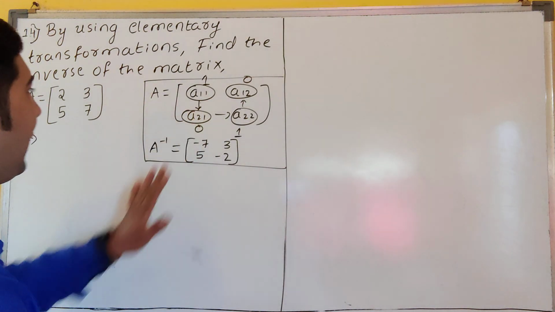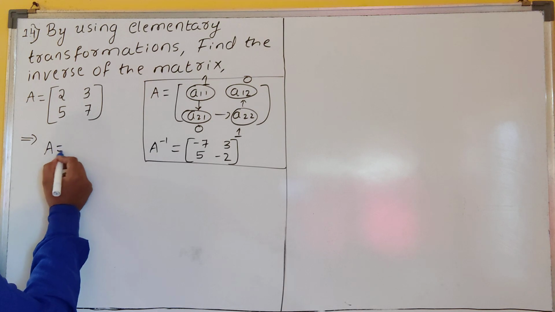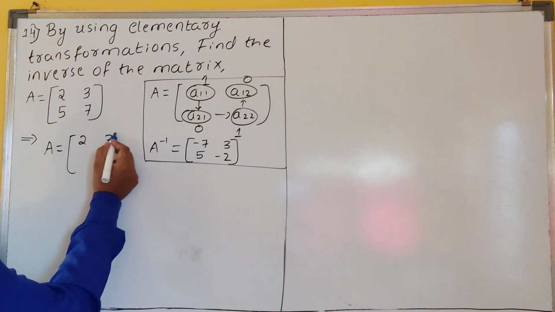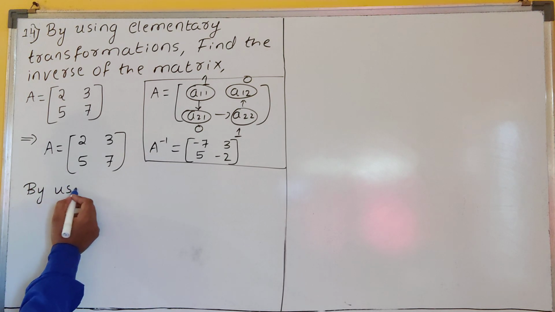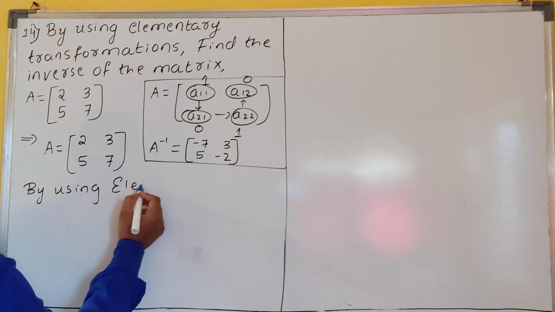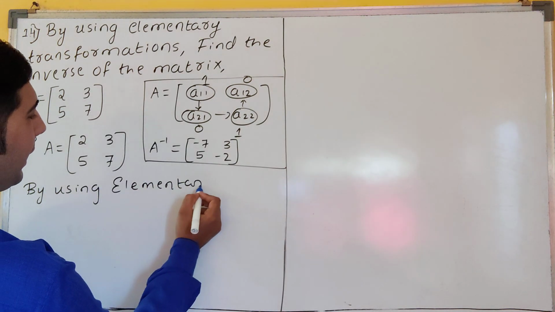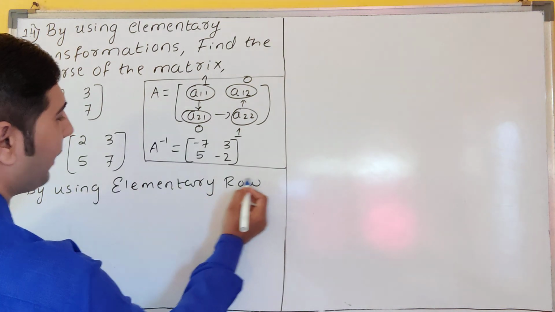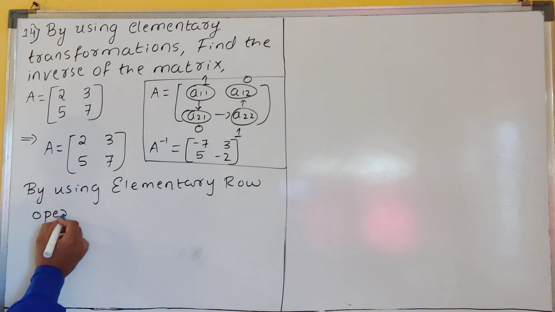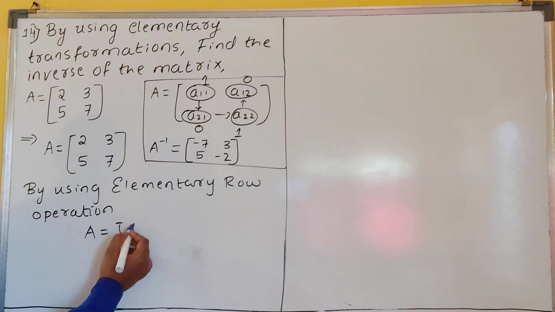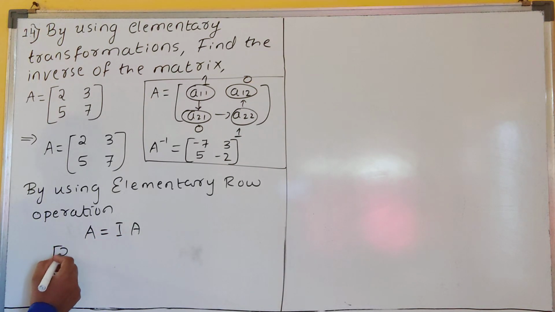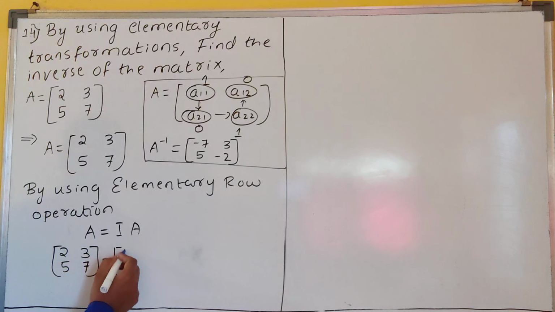So, now let us continue the answer. First, you write A is equal to what he has given, 2, 3, 5, 7. By using elementary row operation, A is equal to I into A. A is what, dear students? 2, 3, 5, 7. I is what? 1, 0, 0, 1, dear students.